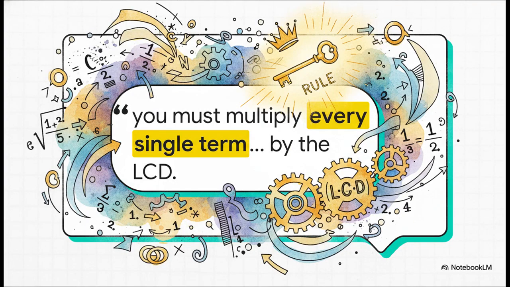You know what? I'm going to say it one more time, because this is the golden rule of the LCD method. You have to multiply every single term. That includes the whole numbers. If you just remember that one thing, you will avoid the most common trap there is.